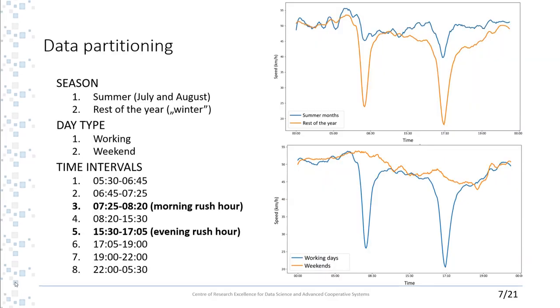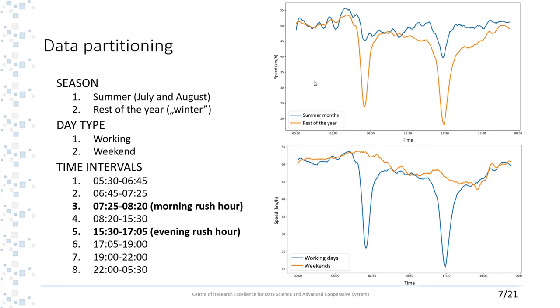To get better performance, we excluded some data from our dataset. First of all, we partitioned the data by season, so we excluded the summer months, July and August. The upper picture on the right shows the speed profiles for the city of Zagreb for the summer months and the rest of the year. We can see that summer months have significantly larger speeds in rush hours. Why? Because there are not a lot of vehicles in the city, because a lot of people go on holidays.